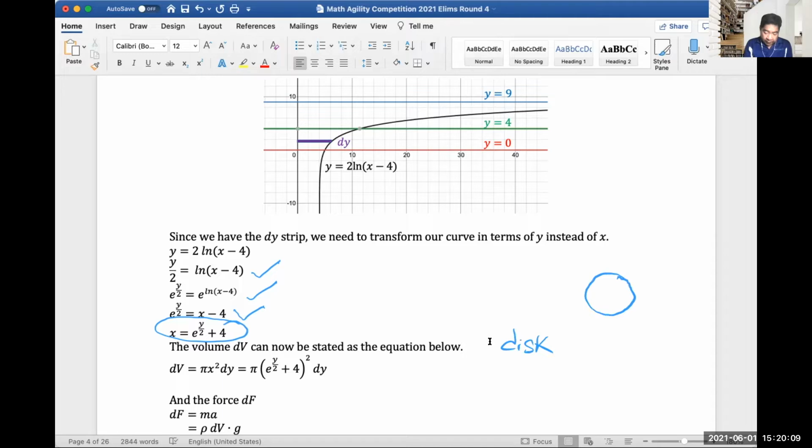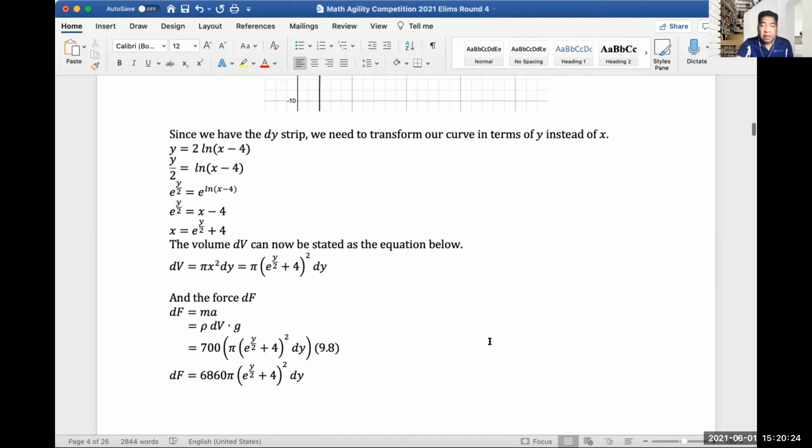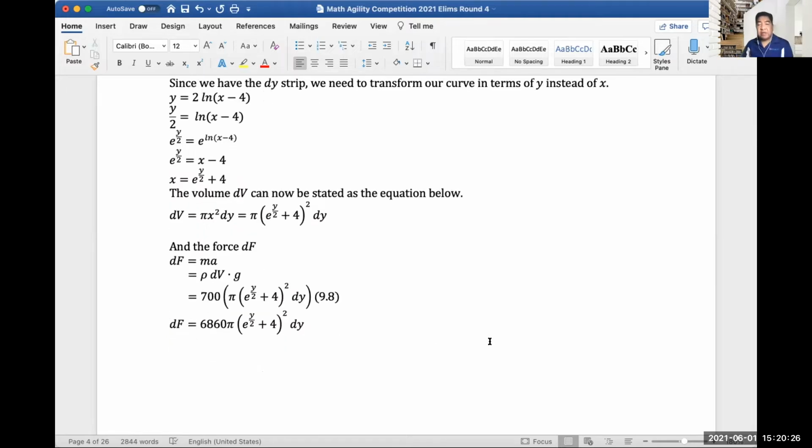Okay, so let's move to the next step. Once we have computed dv, let's compute for the force df. We know that change in the force would be mass times acceleration. And also we know that mass is equal to density times the volume, or the change in volume, times, of course, acceleration, which in this case is the gravity of 9.8.